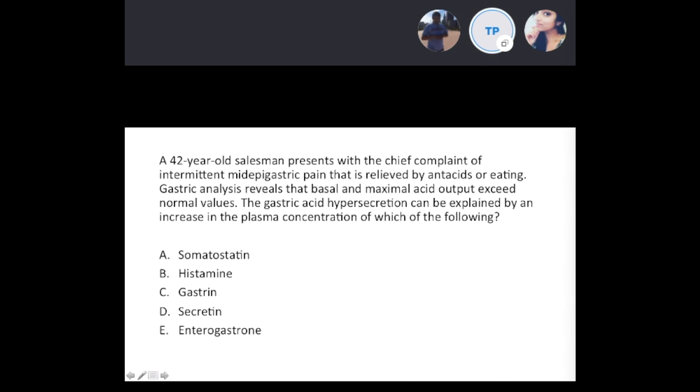Okay. One more. A 42-year-old salesman presents with chief complaint of intermittent mid-epigastric pain that is relieved by antacids or eating. Gastric analysis reveals that basal and maximal acid output exceed normal values. The gastric acid hypersecretion can be explained by an increase in the plasma concentration of which of the following? Somatostatin, histamine, gastrin, secretin, or enterogastrone.